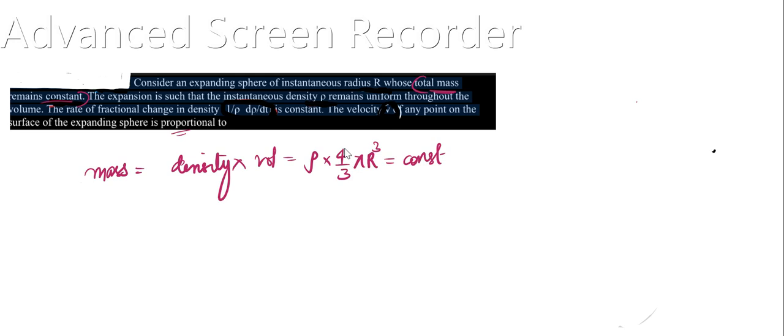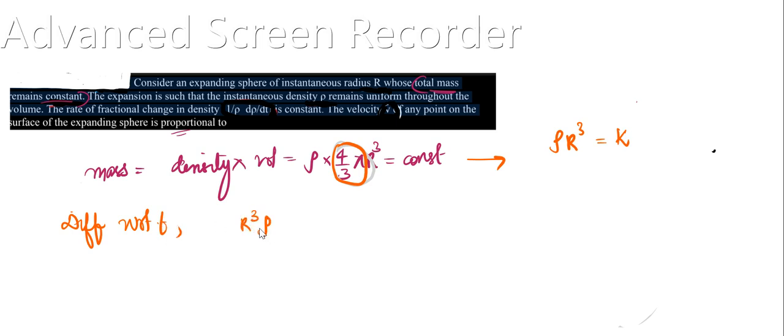Since 4 by 3, that is this quantity, 4 by 3 pi r cube, is a constant, right? That is why I'm going to incorporate it, and we can write rho r cube is equal to k, where k is any random constant. So if we differentiate this with respect to time, we'll get r cube into d rho by dt plus 3r square rho into dr by dt. This will be equal to 0, since k is a constant.